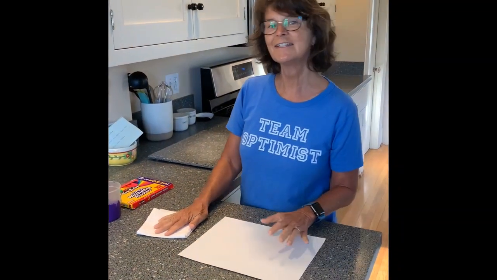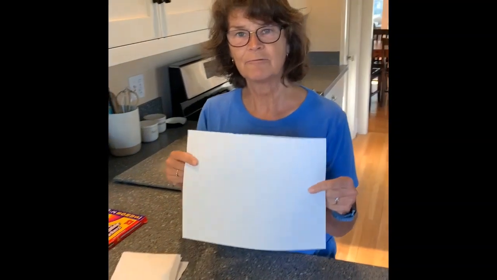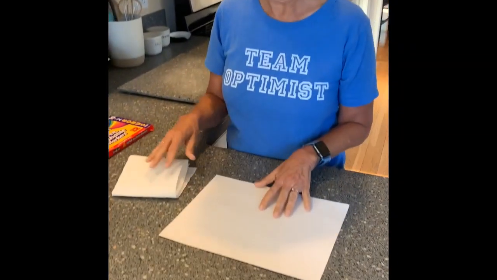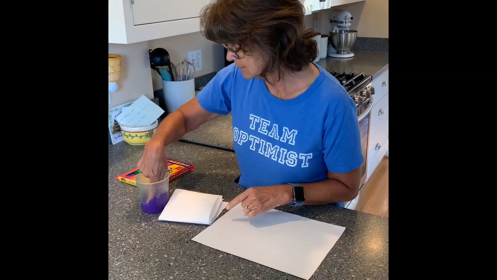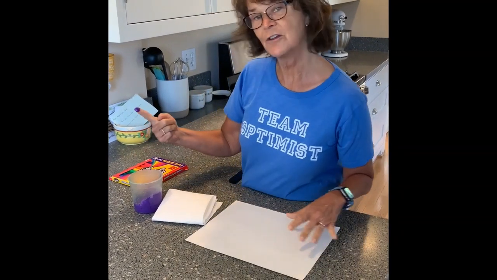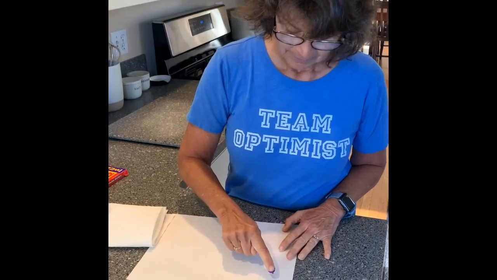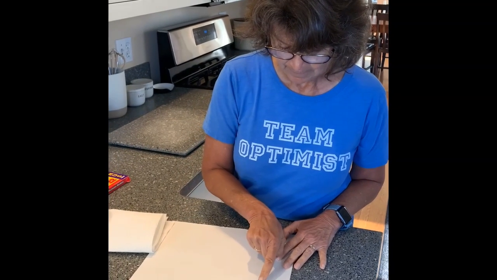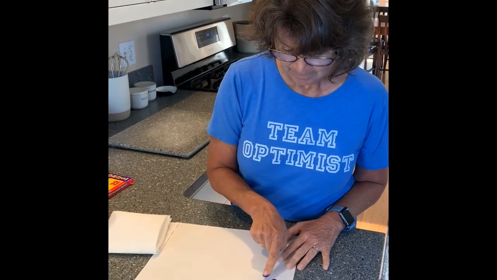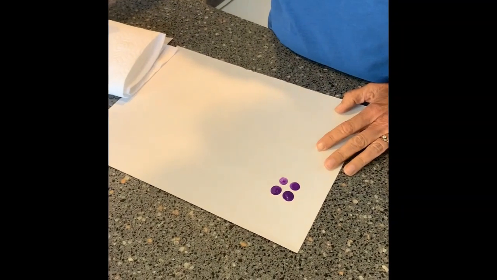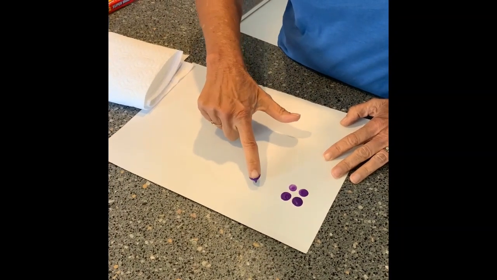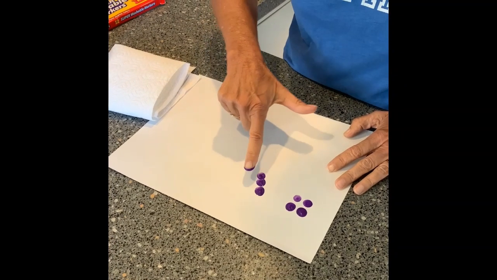Okay, so for today's art, we're going to make fingerprint flowers. So you'll have a piece of white construction paper in your kit, and I'm going to use purple paint because purple is May's color. And I'm going to use my finger to paint. So there's one flower. And I can do fingerprints like this.